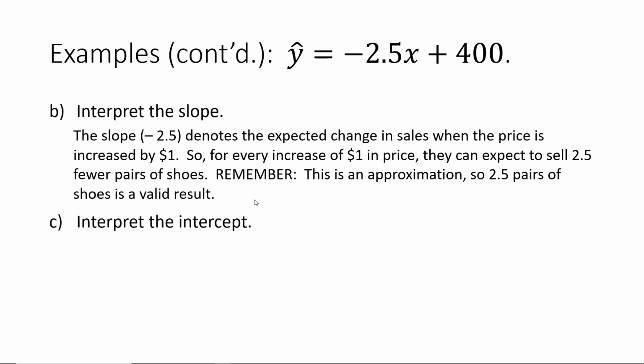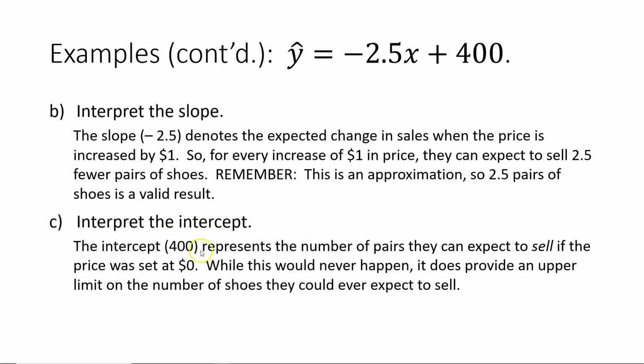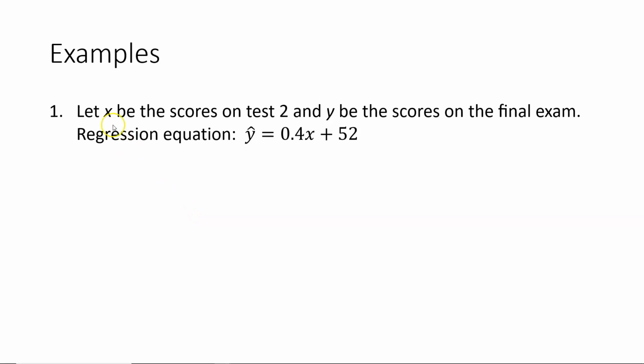How about the y-intercept? What does that represent? Well, the y-intercept of 400 represents the number of pairs the Foot Locker can expect to sell if the price was set at $0. While this would never happen, it does provide an upper limit on the number of shoes they could ever expect to sell. In our second example, let the explanatory variable x be the scores on test 2 and the response variable y be the scores on the final exam.